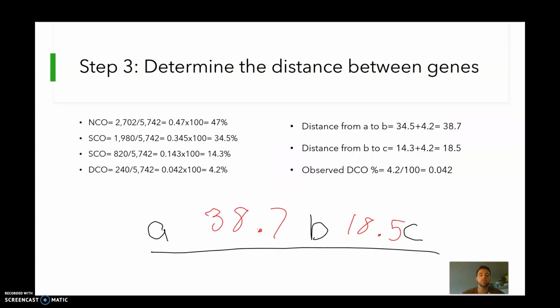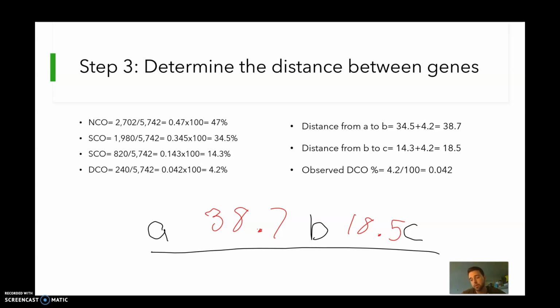Moving on to step 3, we determine the distance between the genes. For this one, we're going to take the total for all of the different groups and divide them by the total amount of offspring that we got. So for the NCO, or the non-crossover group, we took our 2,702, divided it by 5,742, and we got 47%. For the first single crossover group, we got 34.5%. The second single crossover group, we got 14.3%, and for our double crossover group, we got 4.2%.